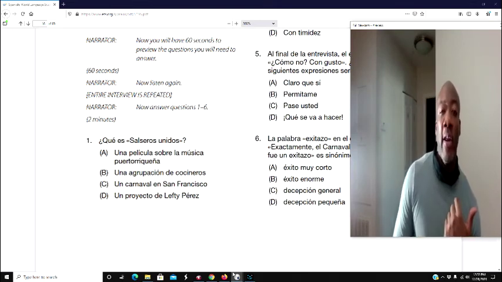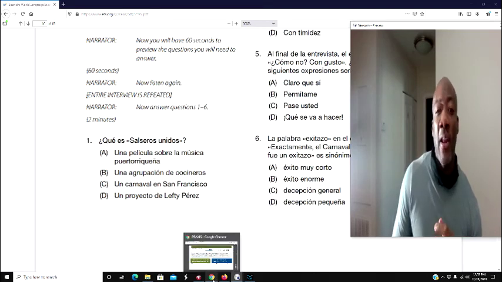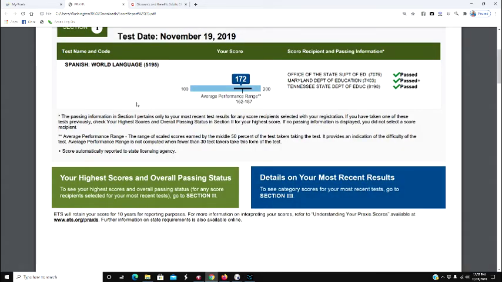I will show you how I did here, just so you know that I did pass mine. So here is my exam right here, November 19, 2019. I wanted to take it again. So if you notice here, this is Spanish World Language. Don't forget to put 5195 as the test that you have. Office of State Superintendent of Education right here in Washington, D.C., passed. Maryland Department of Education, passed. Tennessee State Department of Education, passed. So I passed every single one.